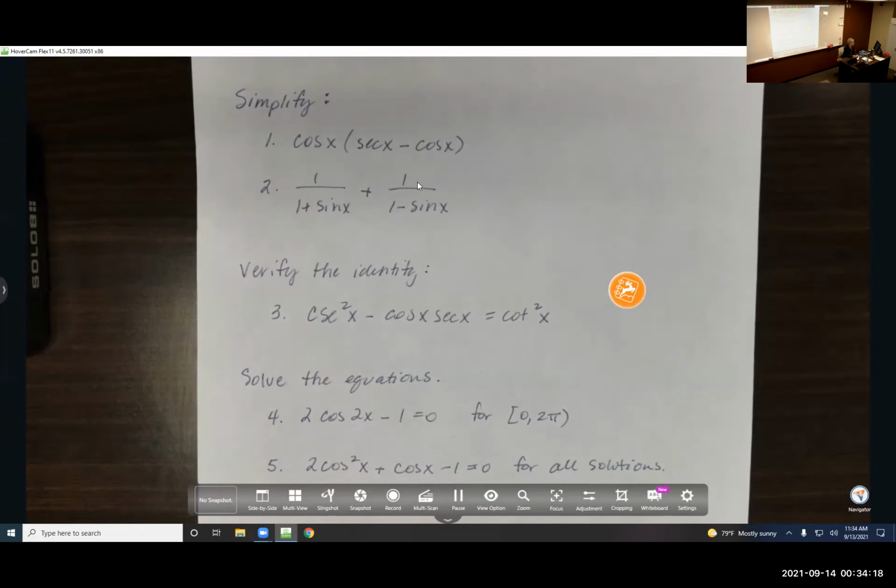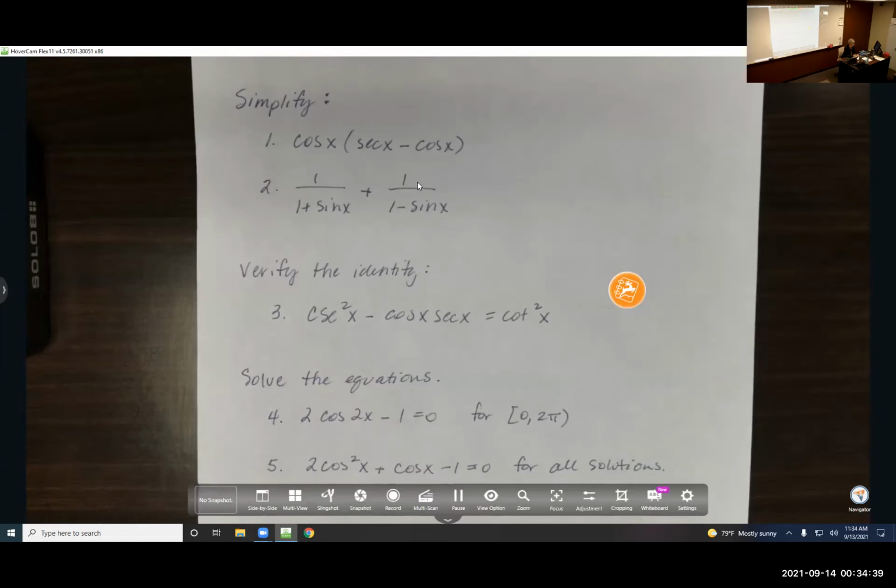What side would you start on to verify that identity right there? The left-hand side, that's right. And what might we do there? What is cosine times secant? Now I have cosecant squared minus 1. That is cotangent squared, isn't it? Okay, good.